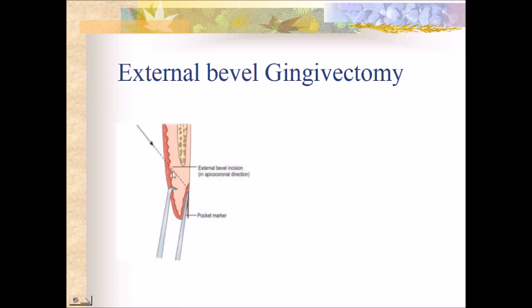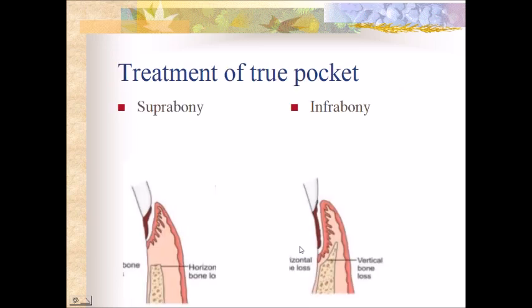So this is the false pocket. First of all, the bleeding point will be marked and then the incision will be given. This is the external bevel gingivectomy, and the gingiva is removed, followed by thorough scaling and root planing.